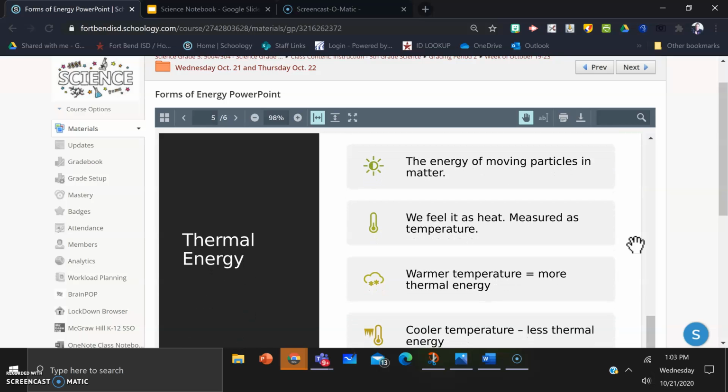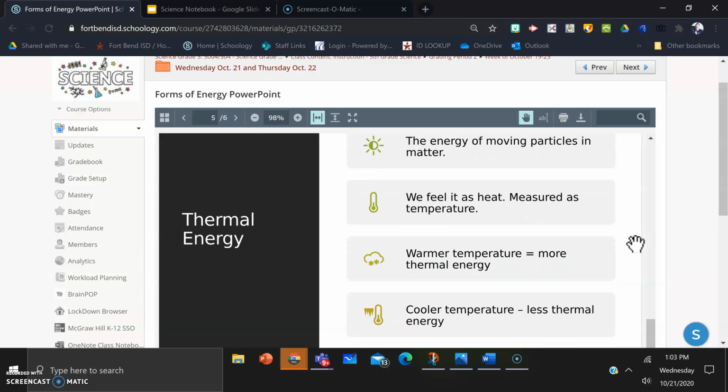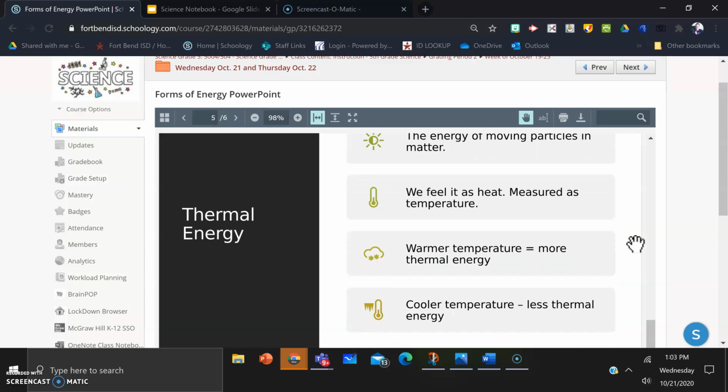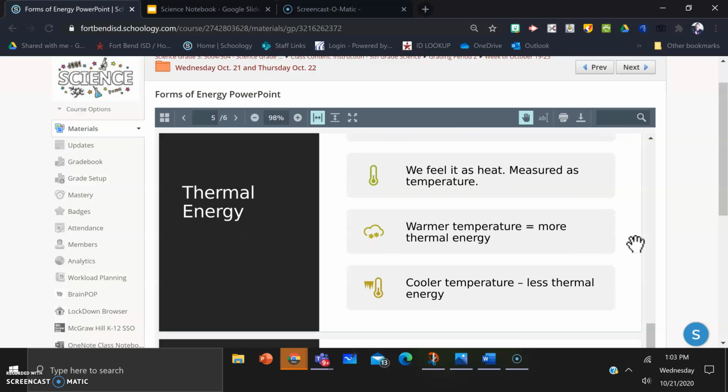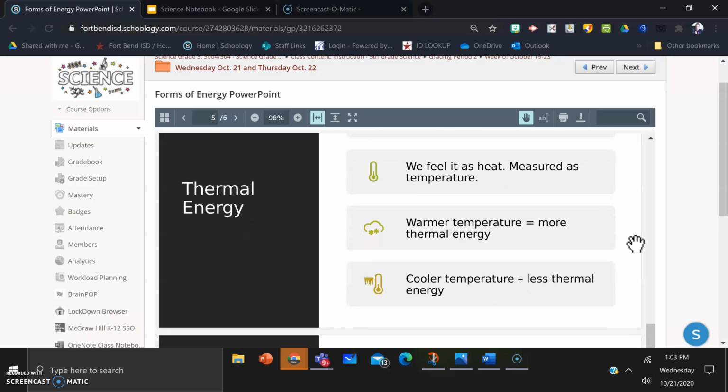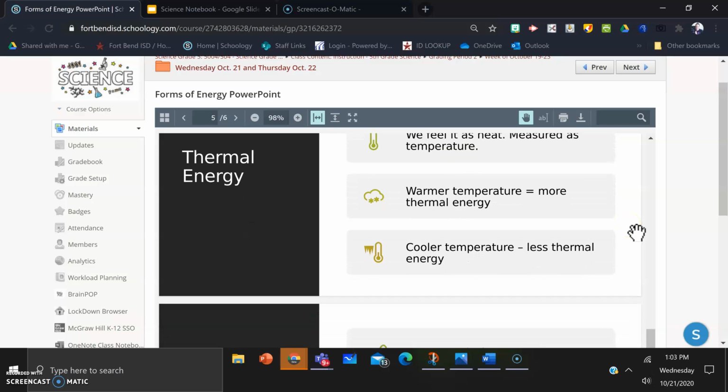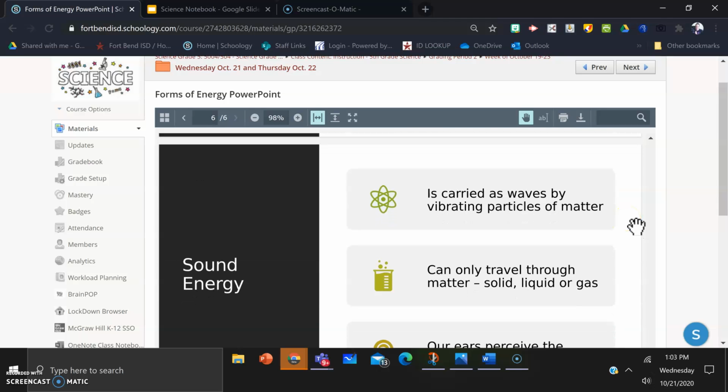Then there's thermal energy. Thermal energy is the energy of moving particles in matter. We feel it as heat, measured as temperature. Warmer temperatures mean more thermal energy. Cooler temperatures mean less thermal energy.